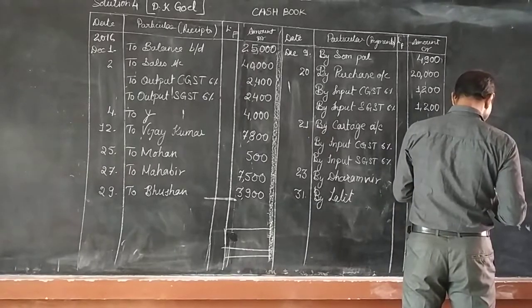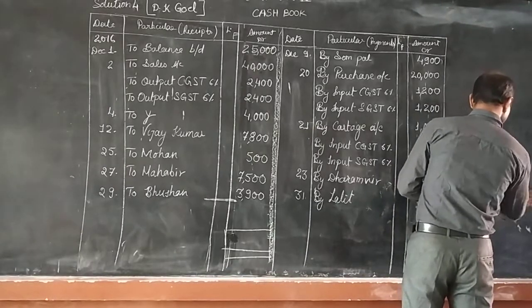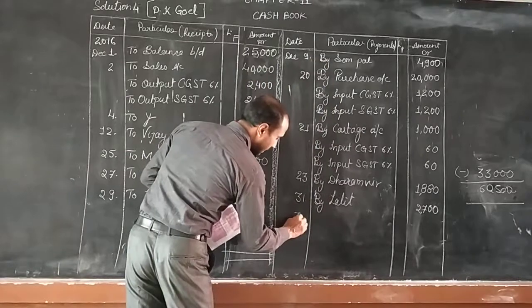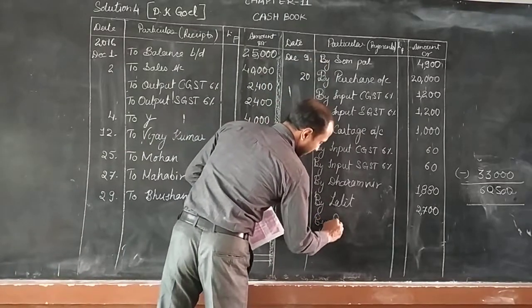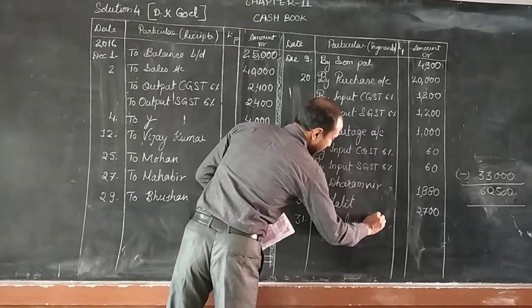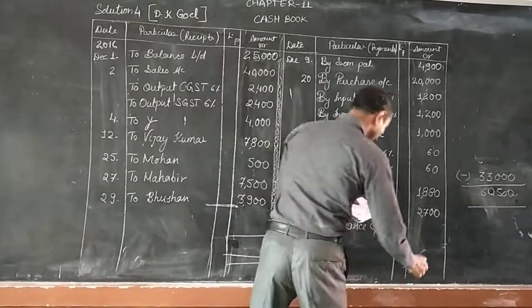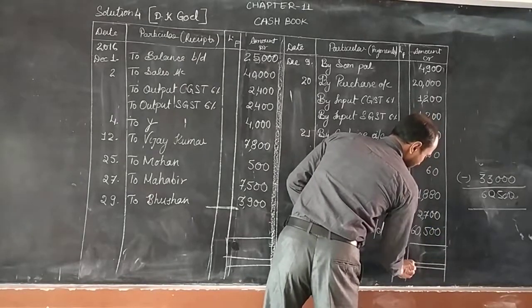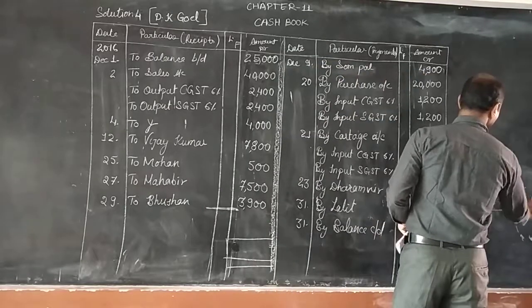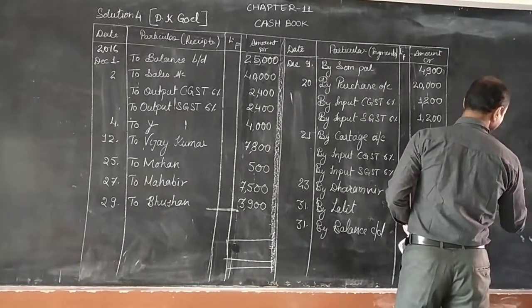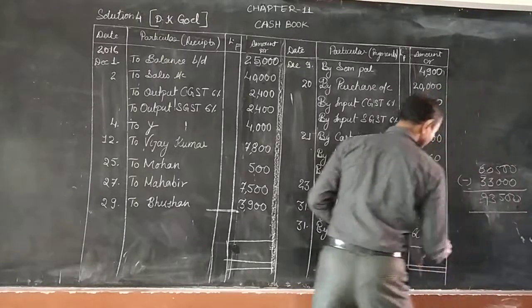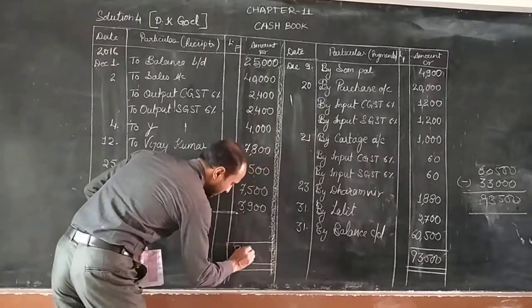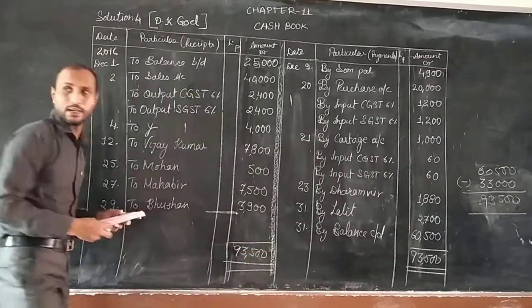Still the balance is wrong. 60,500. Calculate it. So here on the last row we will write balance carried down. The balance is going to be 60,500 here. So 60,500, and the total will be 93,500. Check it once again. 93,500. Stop.